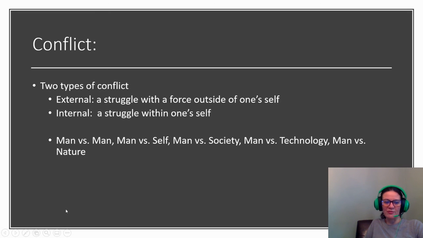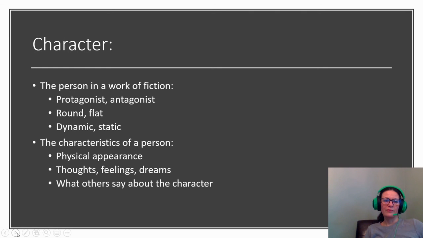Character. This is the person in a work of fiction. You have the protagonist and the antagonist. So the protagonist is the good person, the antagonist is the evil person coming to do the wrong thing. Let's think of the Little Mermaid. Your protagonist is Ariel. The antagonist would be Ursula trying to destroy her plan. You also have round and flat characters and dynamic and static characters. So let's talk a little bit about that before we get into characteristics.